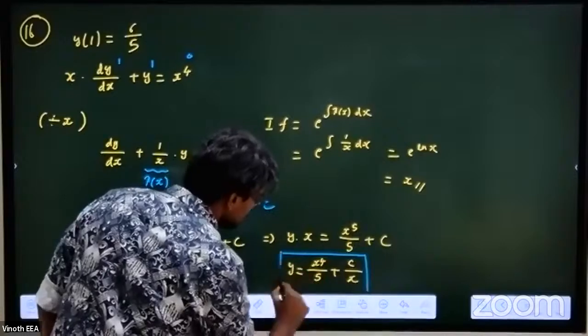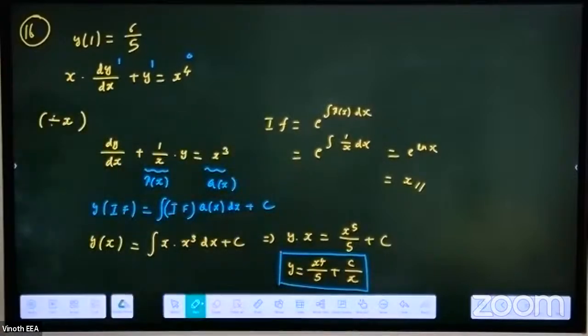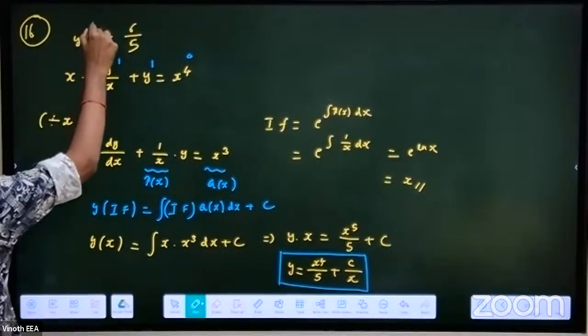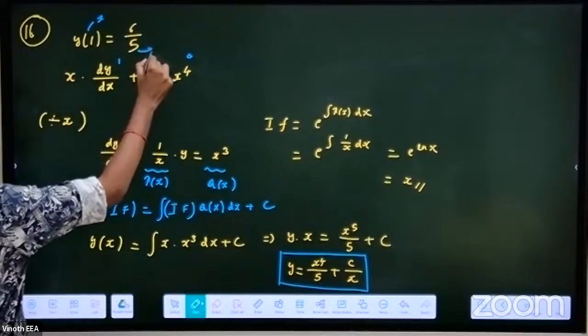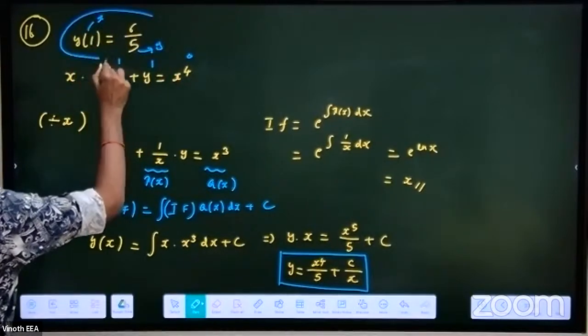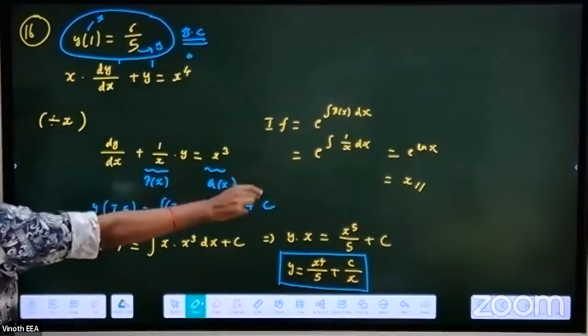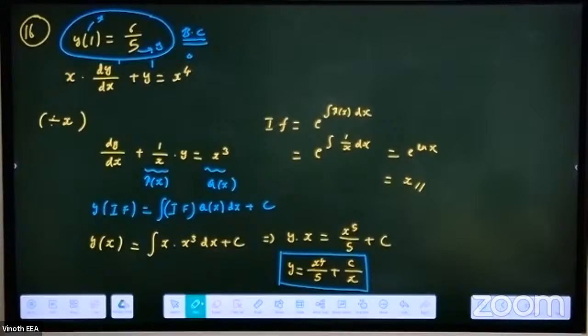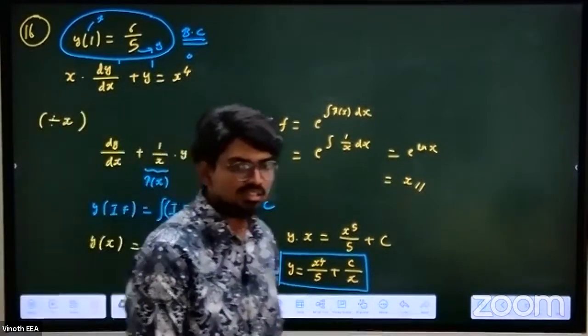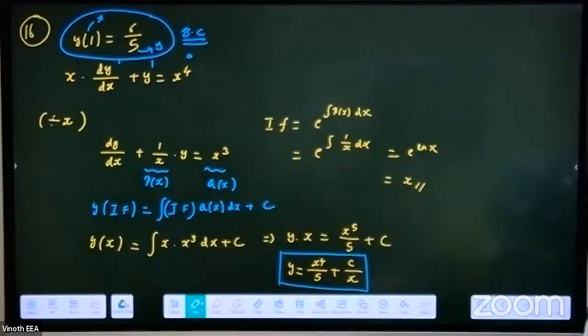Find out c. The boundary condition is there, right? This is my x, this is my y. Use this boundary condition and find out c. Simple question, very simple question. If done, go to 17.